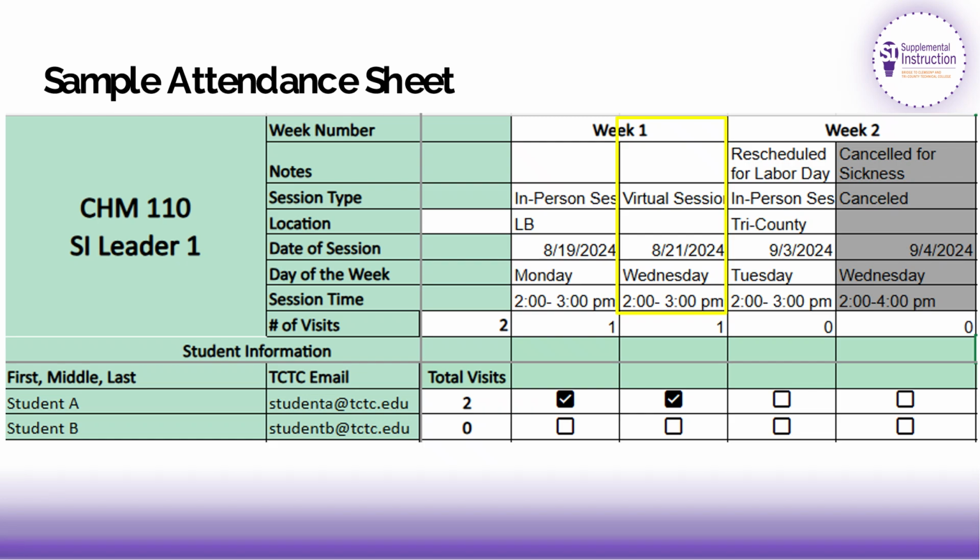For a virtual session, you'll just include virtual session and session type. They also rescheduled a session. In the Notes tab, they let us know that they rescheduled for Labor Day. And here, we have a canceled session. They color-coded this gray, and for session type, they put that this session was canceled.